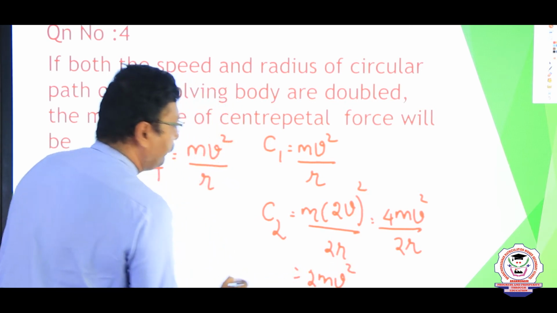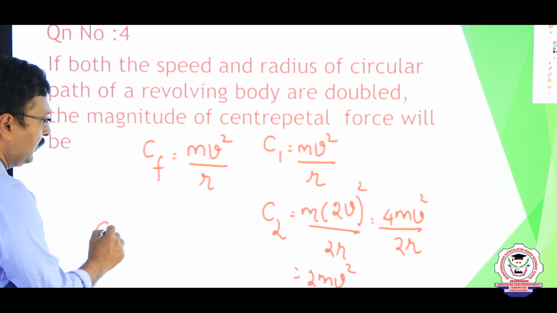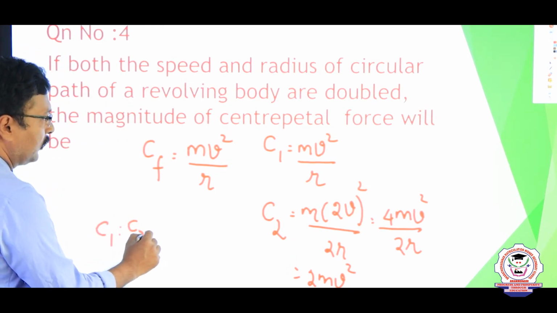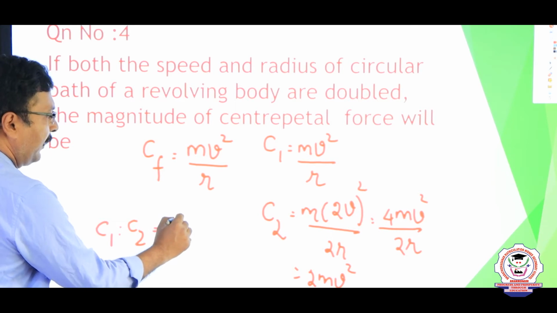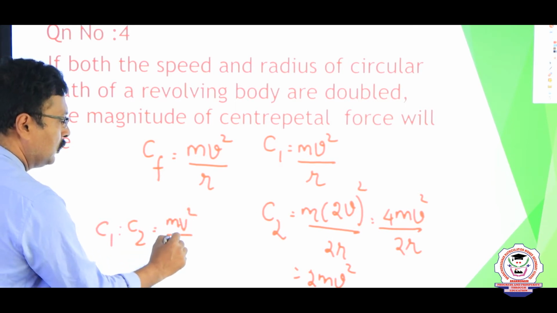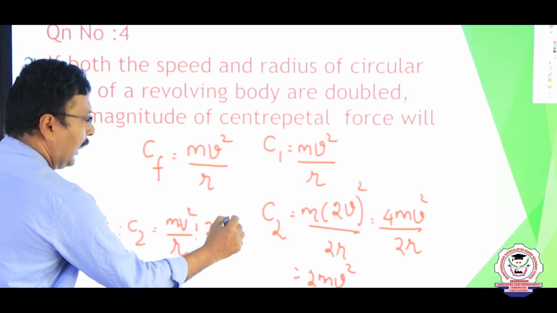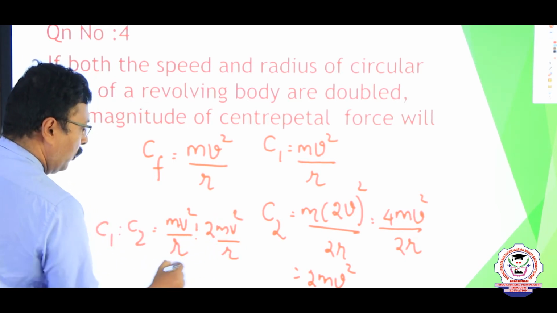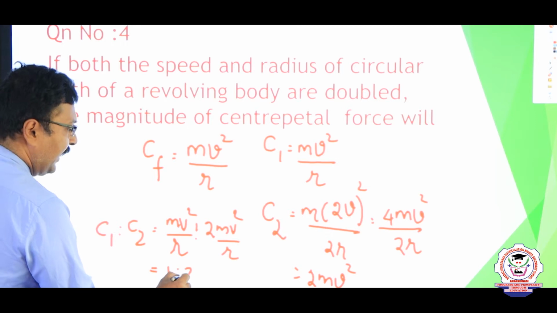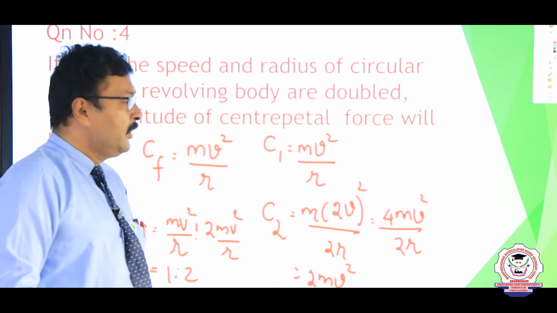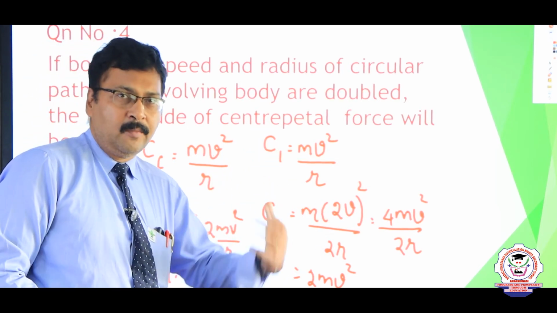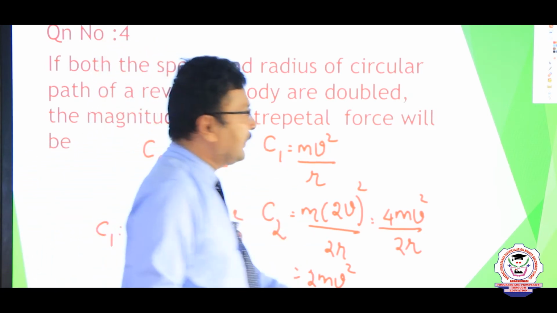So what is the ratio of C1 to C2? C1 to C2 will be equal to mv square by r to 2mv square by r. So the ratio is 1 to 2. So this is the answer. Very simple problem. We have to look at what is asked, what is the formula you know, substitute and get the answer. Next problem.